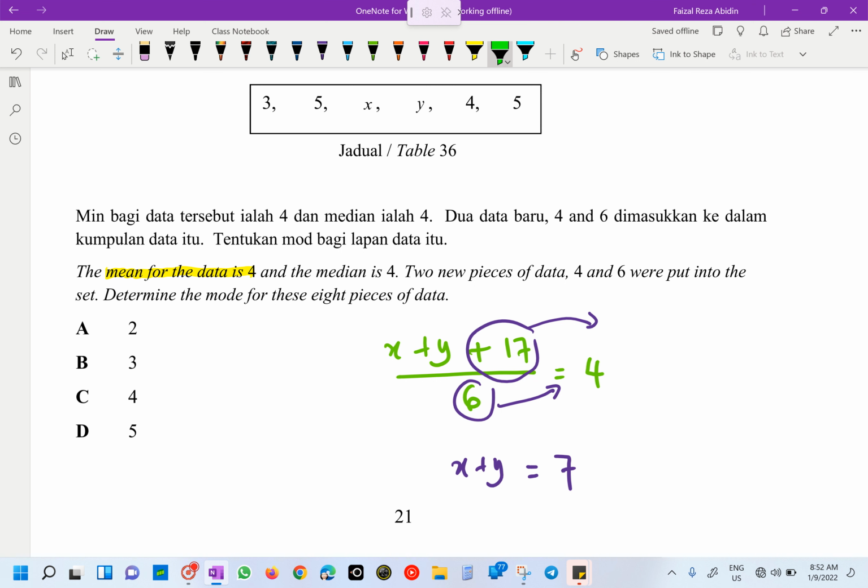Okay, next. What we have over here, the median is 4. The median. The middle one lah. Of course, we are going to get the middle one. How to get the middle one?